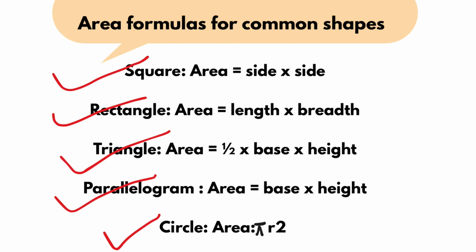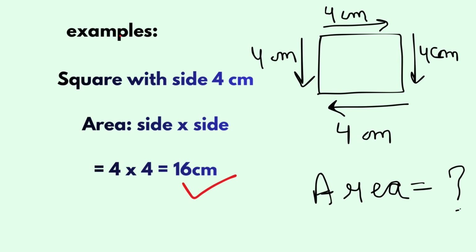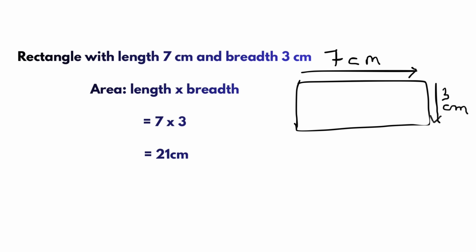Now we have another example, of a rectangle. In a rectangle, the length is given as 7 centimeters and the breadth is given as 3 centimeters. Now we have to find out the area of that rectangle. The area of a rectangle is length multiplied by breadth. So 7 multiplied by 3 gives us 21 centimeters squared, the rectangle's area.